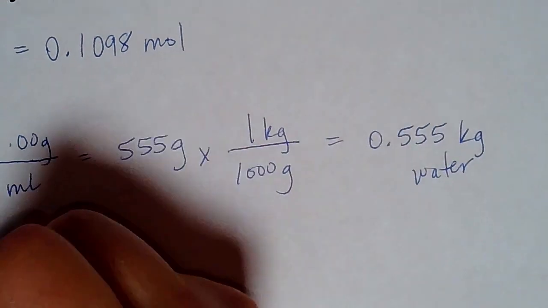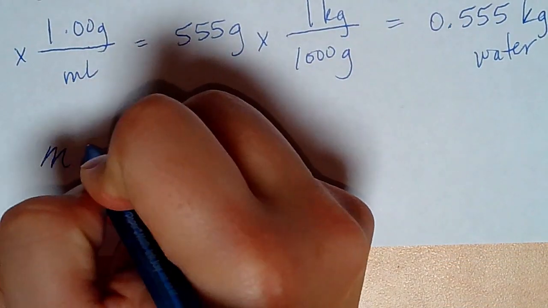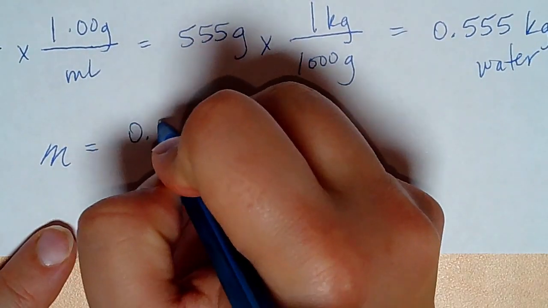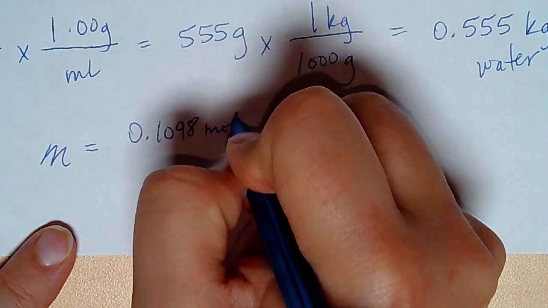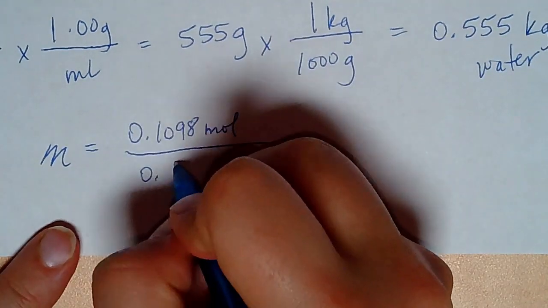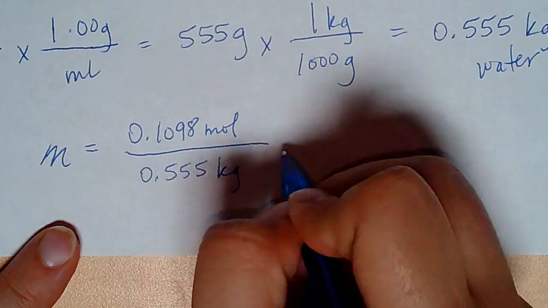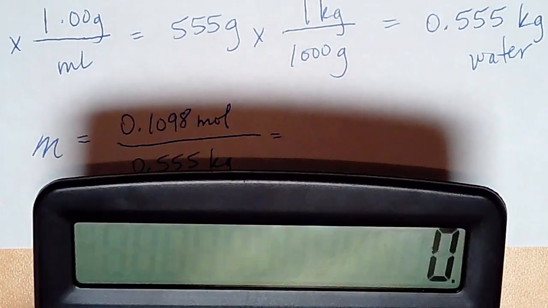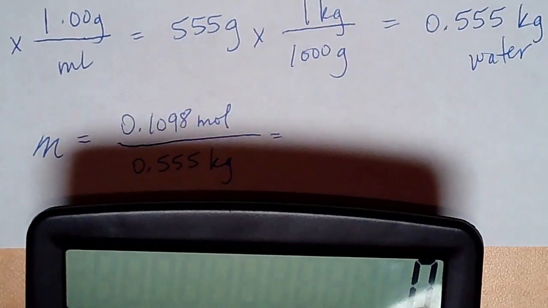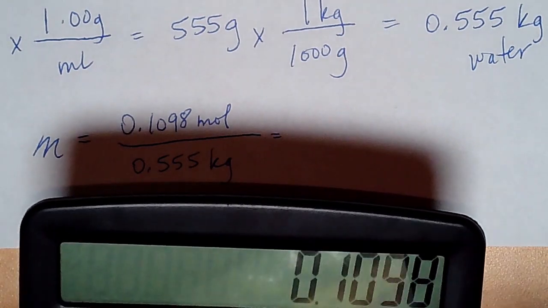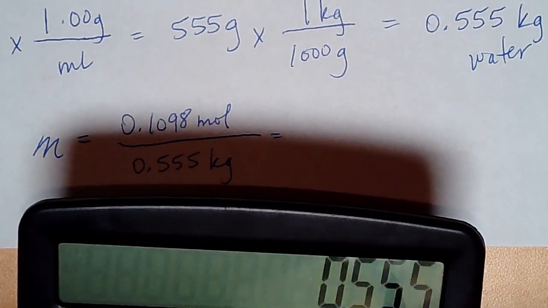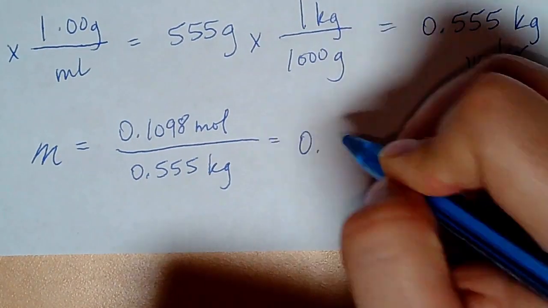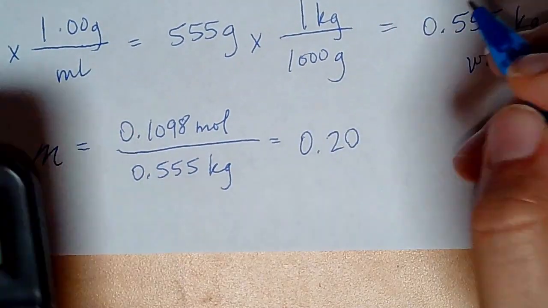So our molality, lowercase, usually italicized little m, is our 0.1098 moles over our 0.555 kilograms. Alright, so it looks to be about 0.20 molal.